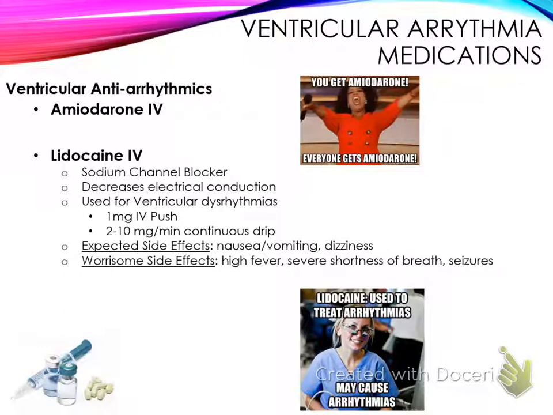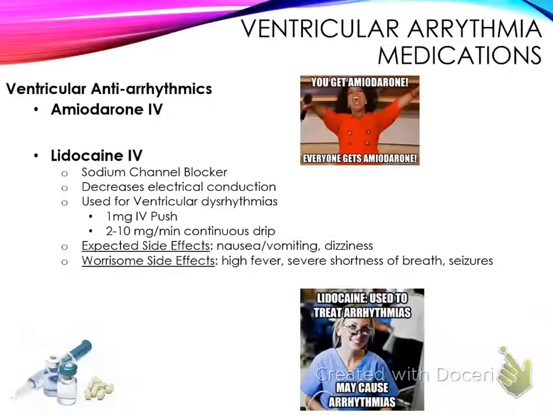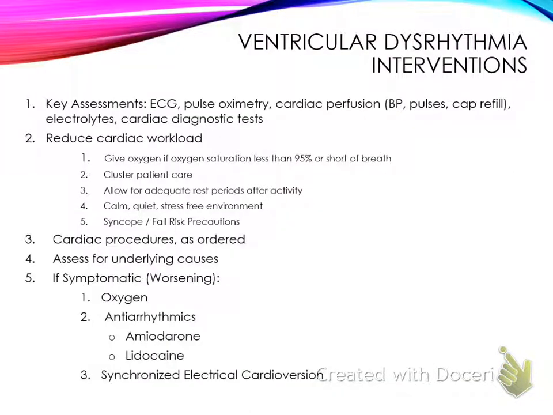So if you have multiple PVCs or a lot of PVCs that are symptomatic, or VTAC, runs of VTAC, or persistent VTAC, if it is symptomatic, we will probably give it an antiarrhythmic. Okay, oxygen and its antiarrhythmics. And if we can't do anything with that, I didn't put the cardioversion slide back there, but if we can't do anything with it, its Edison is cardioversion as well, because this is a pulsed rhythm.